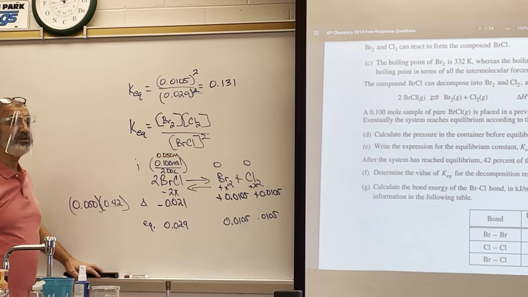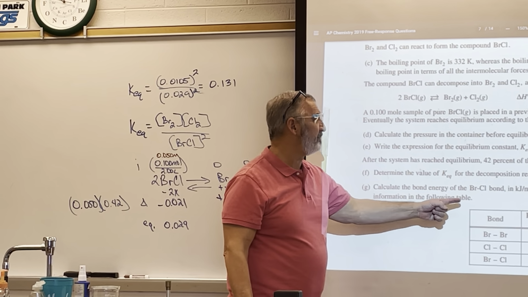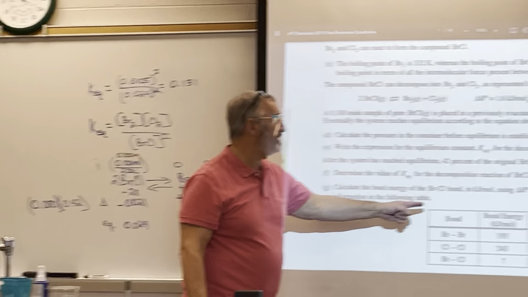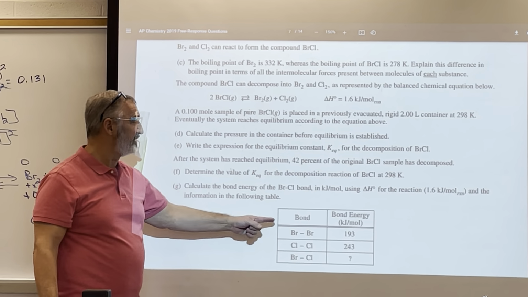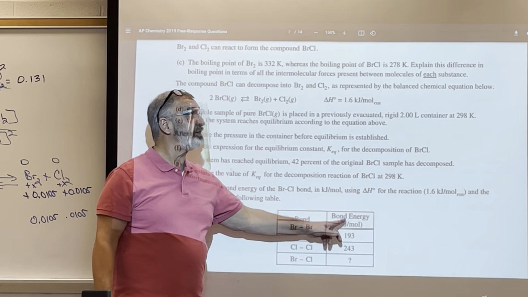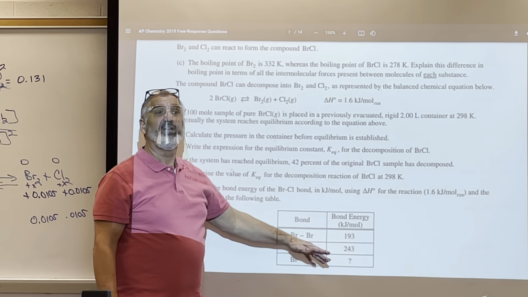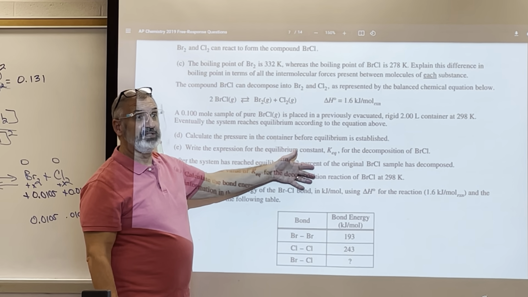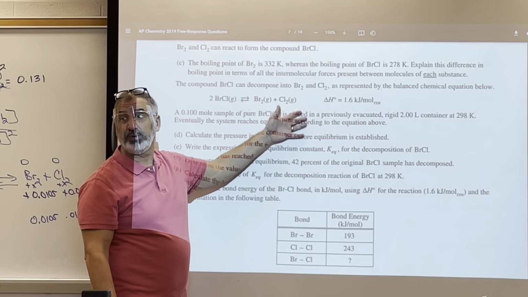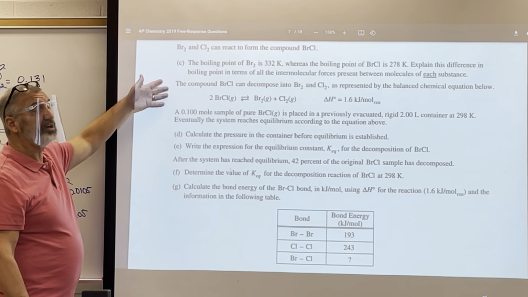Okay? Now, notice here on G, calculate the bond energy of the BrCl bond using delta H of 1.6 and the information. So I see bond energy. Again, a flashback. So now I have an IMF question, a thermo question, and an equilibrium question all tied into one question. Okay? Now this is considered a long question.